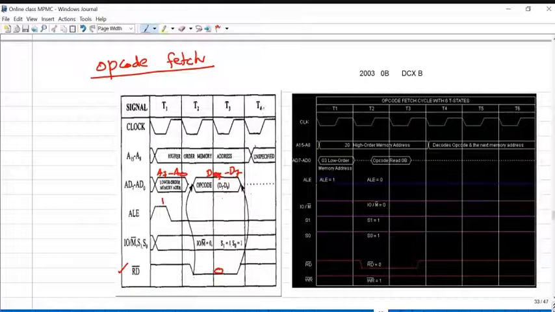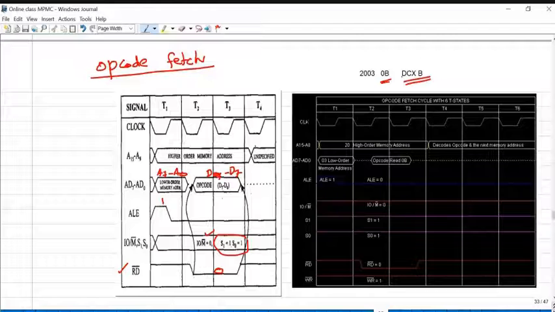During the T4 state, this opcode is placed in the instruction register, and the instruction decoder decodes what kind of instruction it is. To show the status, whether it is an IO related operation or a memory related operation, we have to mention IO/M bar. If IO/M bar equals 0, this indicates a memory related operation, fetching the opcode from the memory. S1 is 1, S0 is 1. This represents opcode fetch. Suppose a 1 byte instruction but with 16-bit related operations. Let us assume how to draw the timing diagram for DCX B.